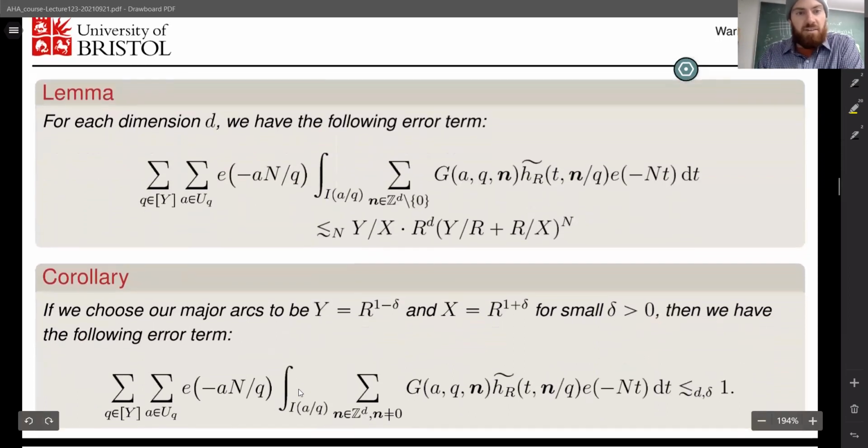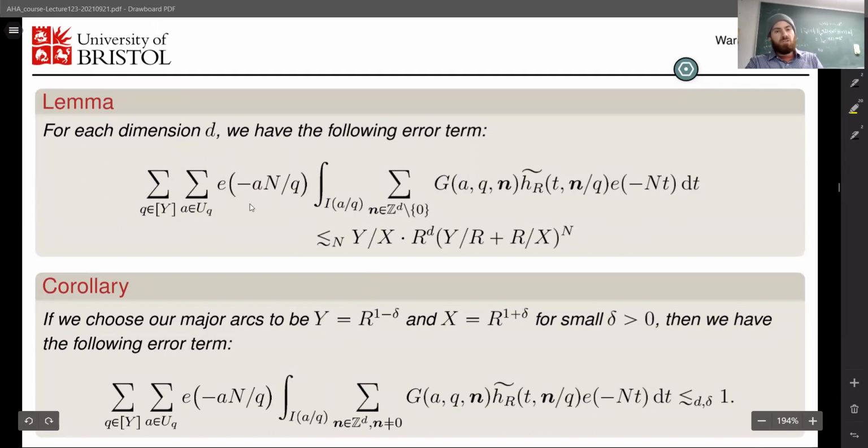So I'll just write that down, all together. We have the following. On the major arcs, when I look at the non-zero frequencies, I get this type of bound. And as a corollary, if I choose my y and my x as related to r, such that y is, say, r to the 1 minus delta, so it's a bit smaller than r as r goes to infinity, and x is a bit bigger than r as r goes to infinity, say x is r to the 1 plus delta for some small delta, then by choosing the right number of integrations by parts, we get that this whole error term on the major arcs is just O of 1. It's bounded by some universal constant depending on the dimension and this delta that we chose. So at the end, we'll want to hard-code a delta in the proof in order to make this useful.